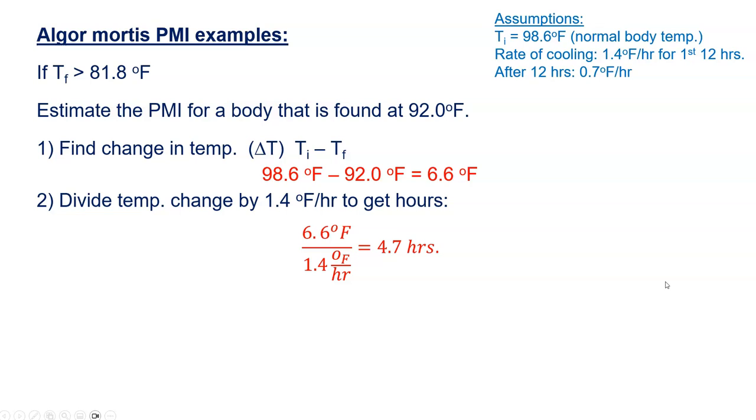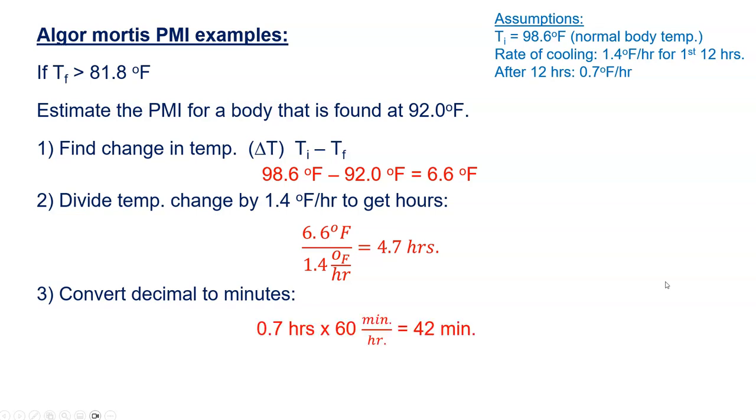And then, because we don't talk about hours in terms of decimals, we want to convert that 0.7 into minutes, which simply means multiplying by 60. 60 minutes in an hour. So 0.7 hours should be about 42 minutes. Hopefully that makes sense. And then the last step is just to put the 4 hours together with the 42 minutes. And this person has been deceased for 4 hours and 42 minutes.